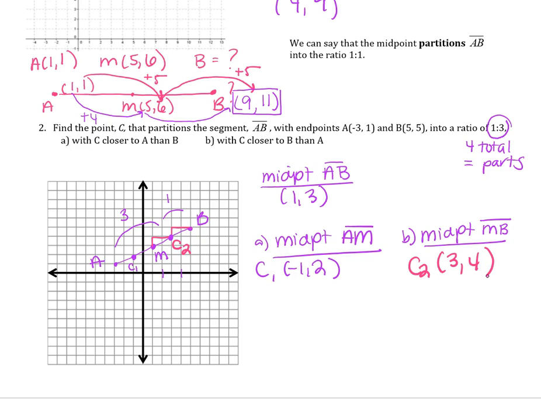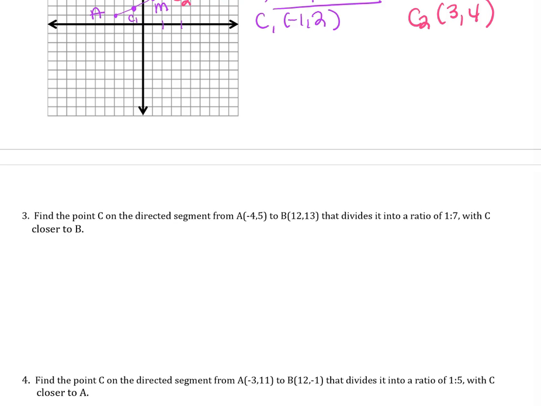Okay, so that's how using the midpoint can be pretty easy to help break the segment up not only into 2 equal parts, but into 4 equal parts. And then I can do the appropriate ratios. So 3 to 1 or 1 to 3. Okay?